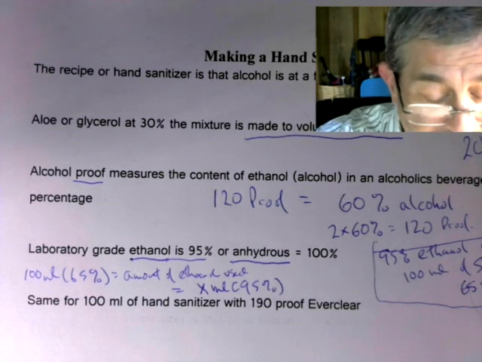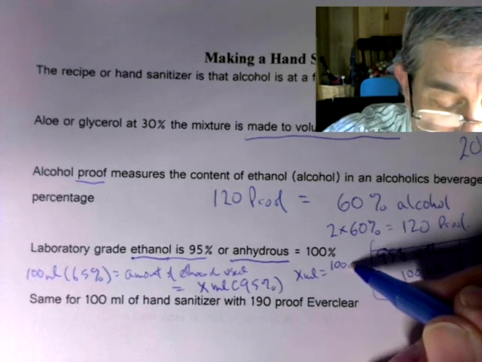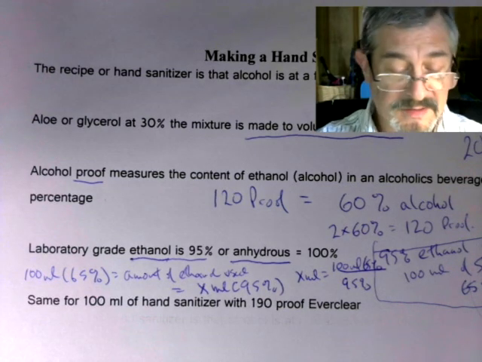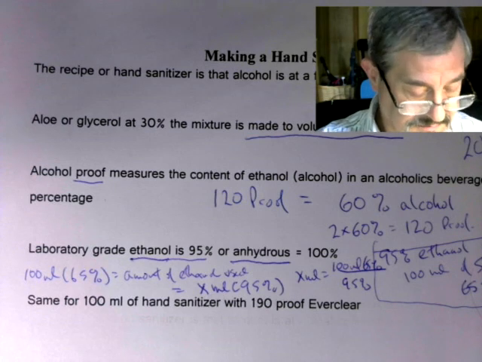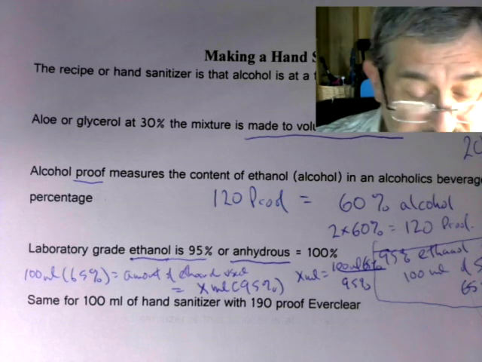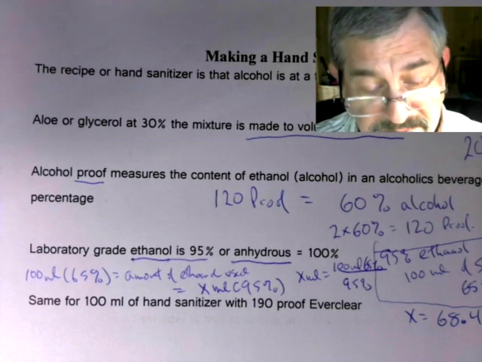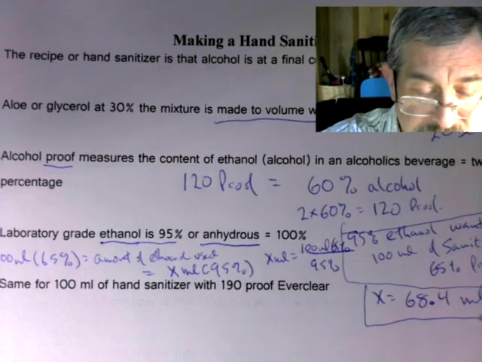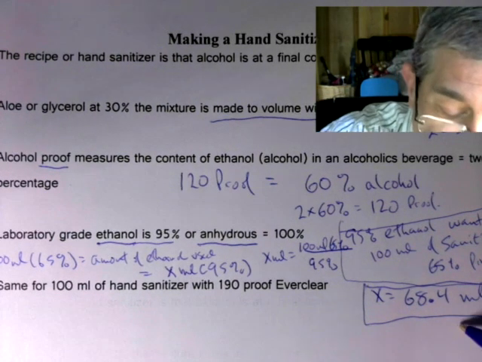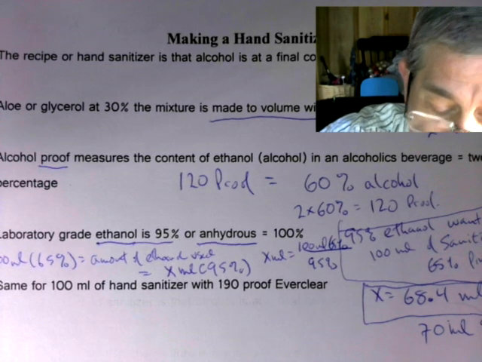Okay, so to find out what the volume is, we would simply say that X milliliters, we divide by the 95%, we have 100 mil times 65% over 95%, and with a handy dandy calculator, you would find that is 68.42. So we will use X is equal to 68.4 milliliters, and that would give us right in the middle of the sweet spot, 65% ethanol. If there's some error, say we make it simple and just go to 70 milliliters, our recipe is going to be 70 milliliters of 95% ethanol.